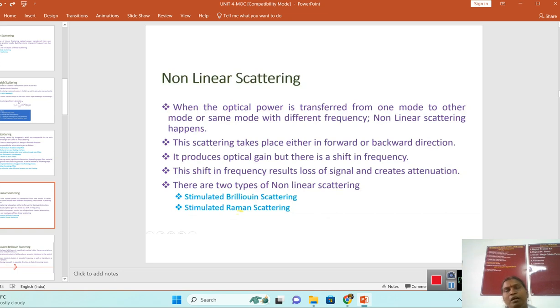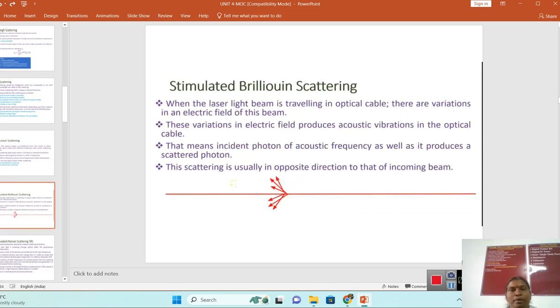It may take place in the forward and backward directions. It produces an optical gain, but there is a shift in frequency. This shift in frequency results in loss and creates attenuation. Nonlinear scattering is also divided into two types: stimulated Brillouin and stimulated Raman.